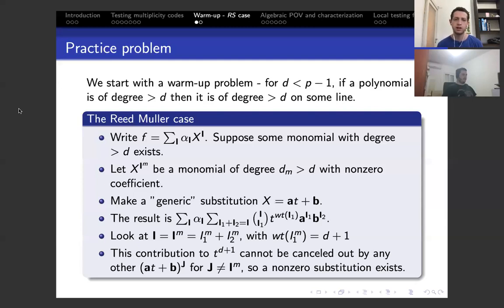This contribution cannot be canceled out by any other summand, because if we add the power of a to the power of b, we get I, which describes our monomial. So this contribution cannot be canceled out, which shows that this polynomial is not the zero polynomial. And because its degree is smaller than p, this means it's non-zero for some substitution of a and b, which is what we wanted to show.